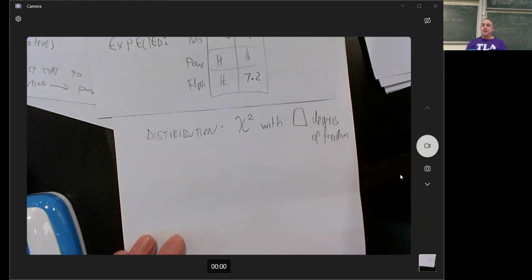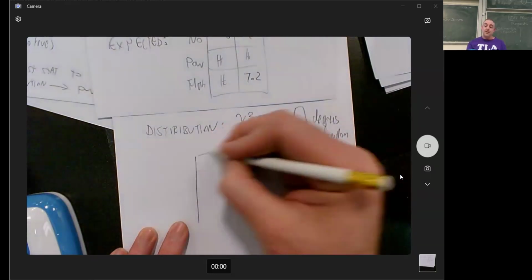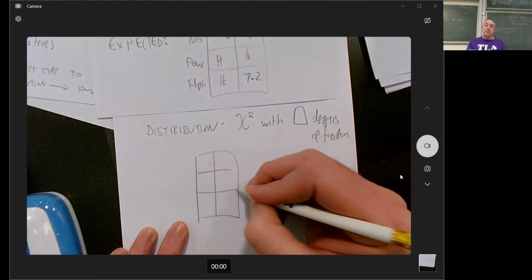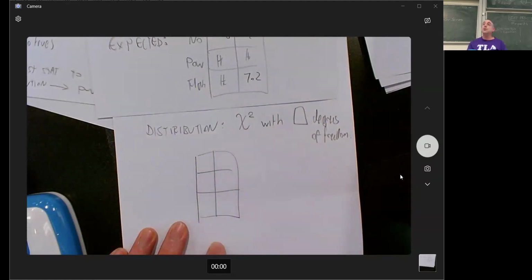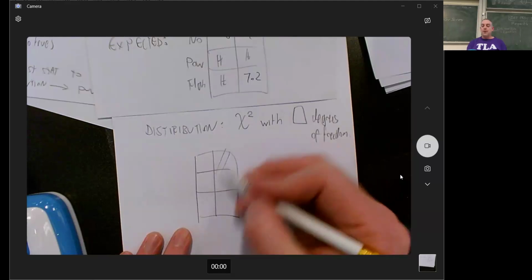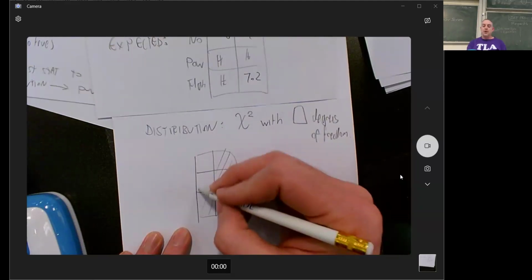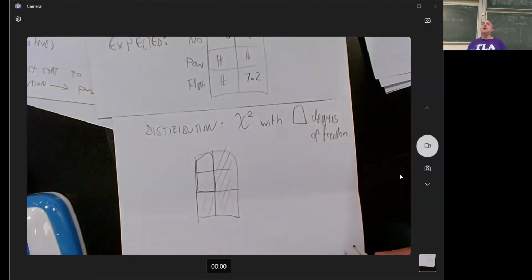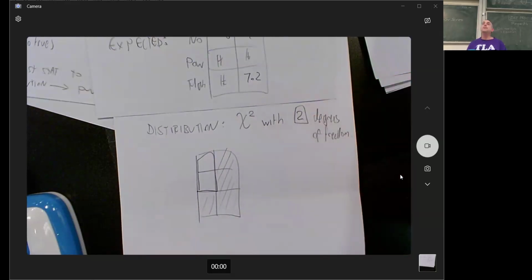Are you ready? This is my favorite way of doing it. Here's my table with my 6 boxes. I'm going to ignore the totals. You cross out 1 row, 1 column, and 1 row. The degrees of freedom is the number of boxes that is left. 2.